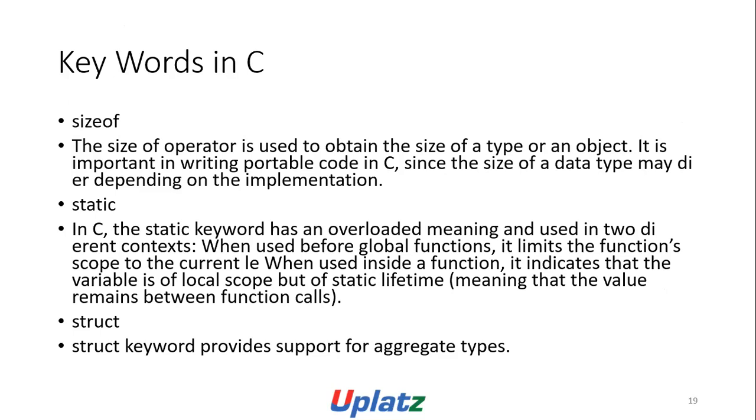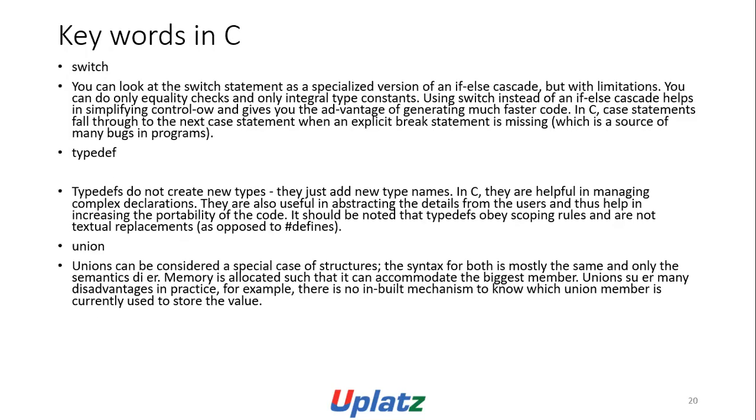static: in C, the static keyword has an overloaded meaning and is used in two different contexts. When used before a global function, it limits the function's scope to the current file. When used inside a function, it indicates that the variable is of local scope but of static lifetime, meaning that the value remains between function calls. The struct keyword provides support for aggregate types.